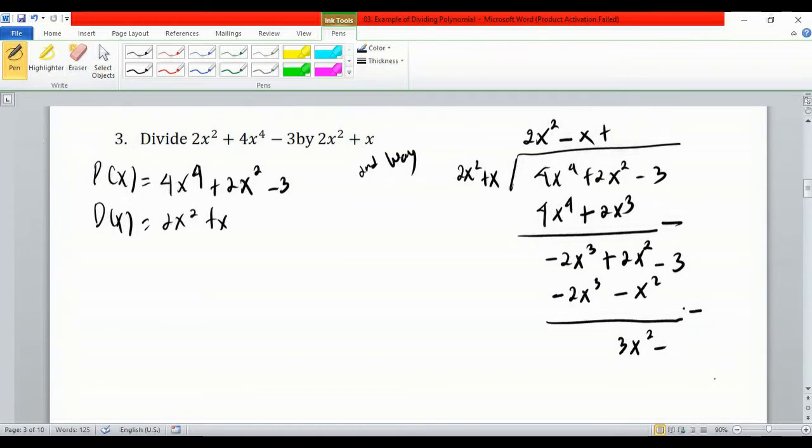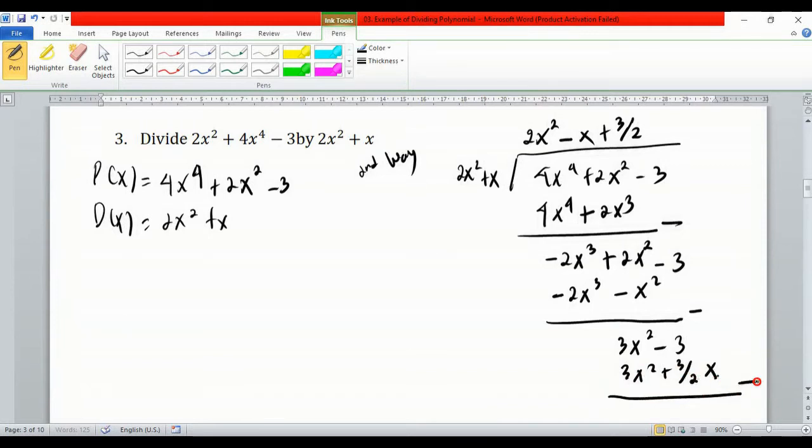This one, it should be 3x squared minus 3, and then you need to multiply them, and then you need to think what's the value here. 3 over 2 is to be, have the result is 3x squared plus 3 over 2x. Yeah, this result is minus 3 over 2x minus 3. So this is the equation x, and then this is the remainder x.